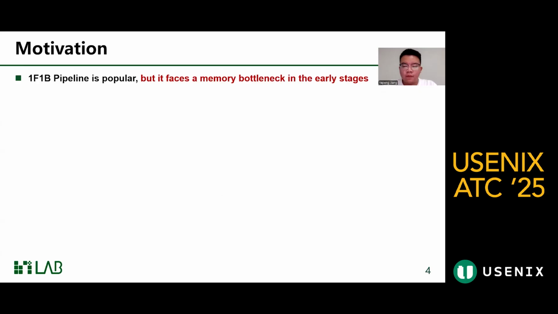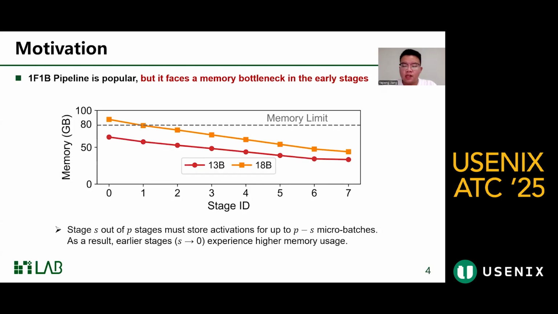However, the 1F1B pipeline suffers from a memory bottleneck in its early stages. Specifically, stage S out of P stages must retain activations for up to P minus S microbatches, leading to higher memory usage in earlier stages. As shown in our experiments, when scaling the model from 13 billion to 18 billion, stage 0 and 1 hit the memory limit first, while later stages in the pipeline remain unaffected.